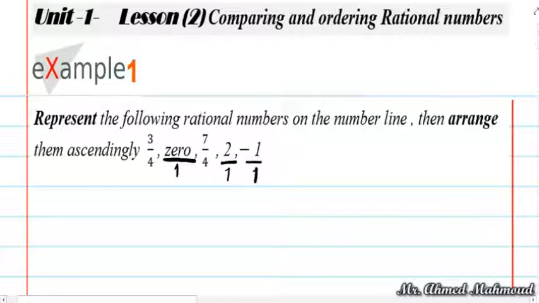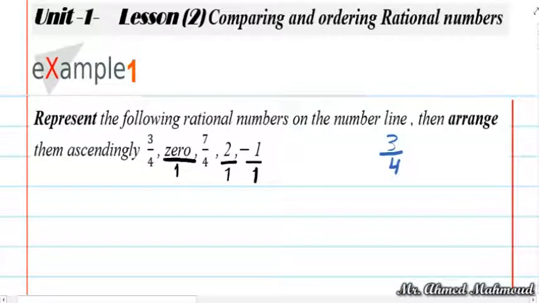Now we have the denominators 4, 1, 4, 1, and 1. Then we need to change the five numbers into the same denominator. By looking at the denominators, we notice that the greater one, 4, is divisible by itself and divisible by 1. Okay, then the least common denominator here is 4. Now we are going to write the first fraction without change, 3 over 4.